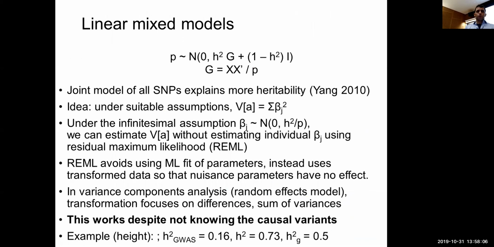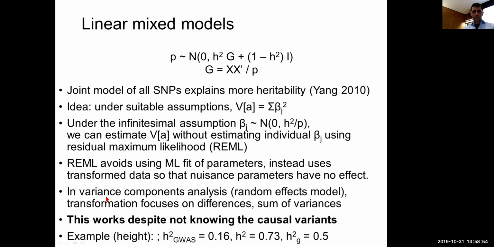So that's what basically linear mixed models do. The idea is that you're going to be expressing your phenotype as a function of both this fixed model and this random model, and under this infinitesimal assumption where all of your betas go down that very, very long tail according to some normal distribution, which is simply the heritability divided by the number of genetic contributors, you can estimate that using residual maximum likelihood. And what is residual maximum likelihood? It avoids using the maximum likelihood fit for the parameter, and instead uses transformed data so that those nuisance parameters have no effect.